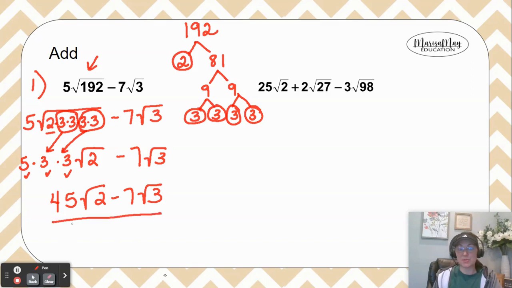I actually cannot subtract these. Remember, we said you can only subtract them if they have the same number under the square root. These two don't, so I have nothing to do with them. Let's look at problem number 2 then.